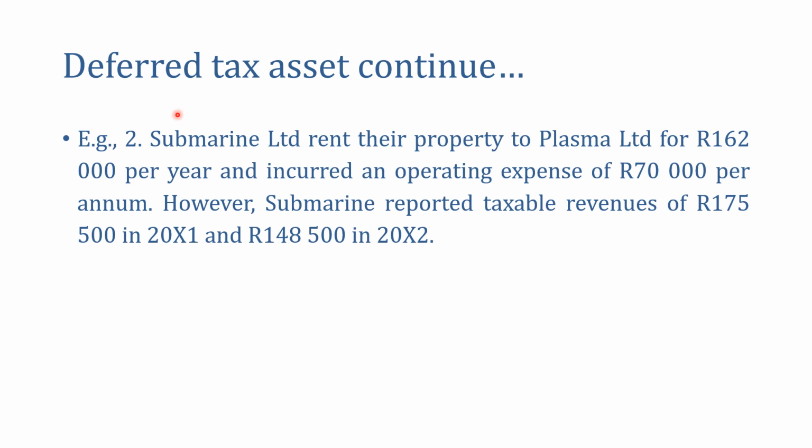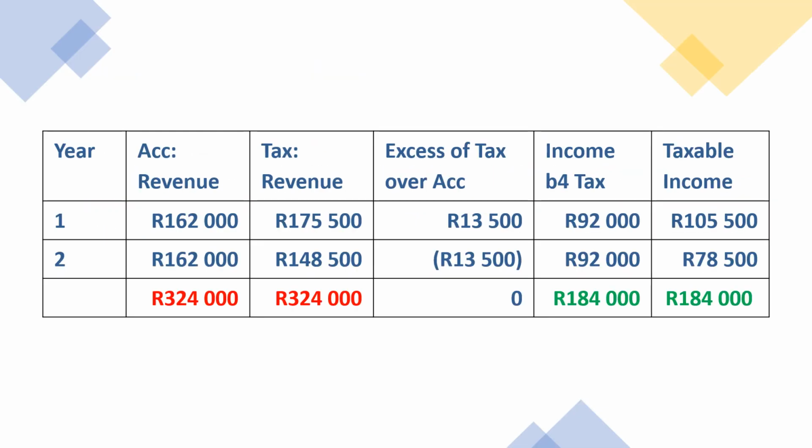Again, we have a submarine company that rents their property to Plasma Ltd. For how much? For 162,000 per year. So they enter a contract of 2 years. Per year, you guys are going to pay us 162,000. And the company has an operating expense of 70,000 per annum. However, they reported a taxable revenue of 175,500 in year 1 and 148,500 in year 2. What could be the problem in this case?